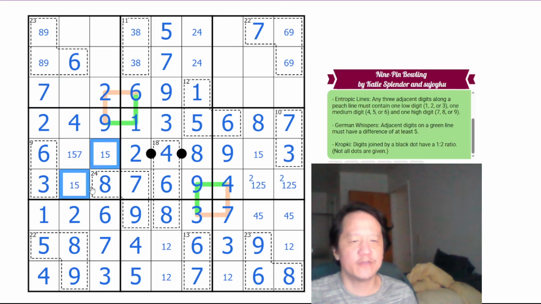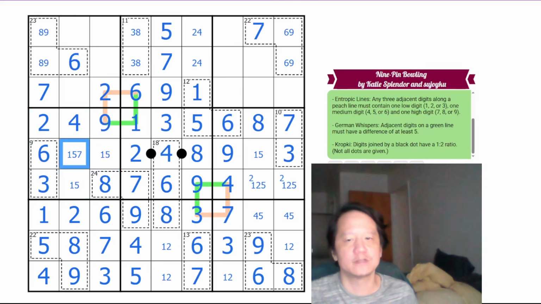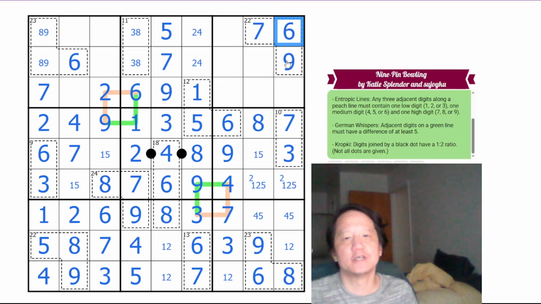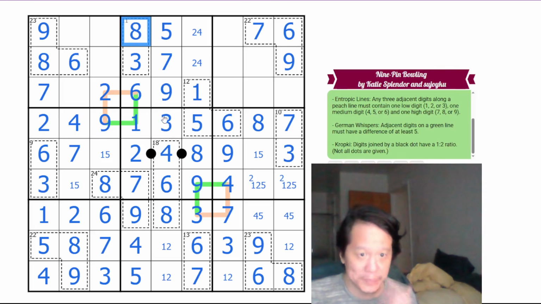We have a 1, 5 pair in this left central box, which eliminates 1 and 5 in the rest of the box. This can't be 1 or 5. It's 7. 6 eliminates 6 here, so it's 9 and 6. 9 eliminates 9 here, so it's 8 and 9. 8 eliminates 8 here, so it's 3 and 8.